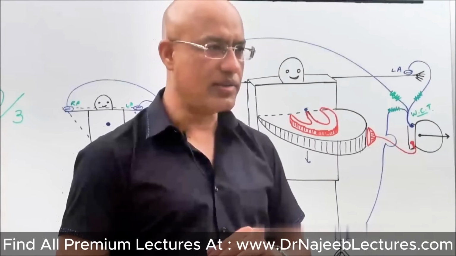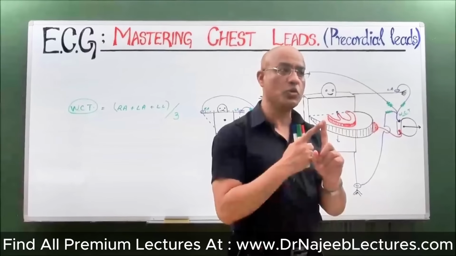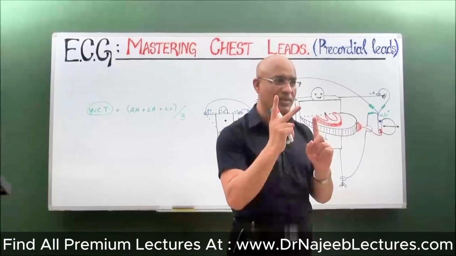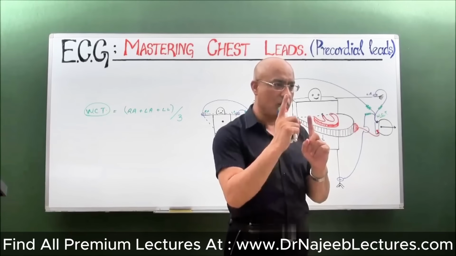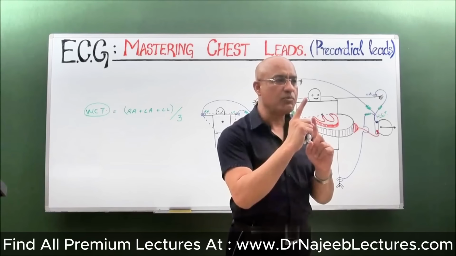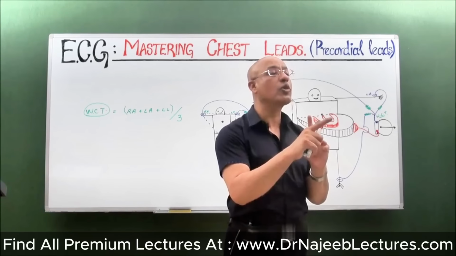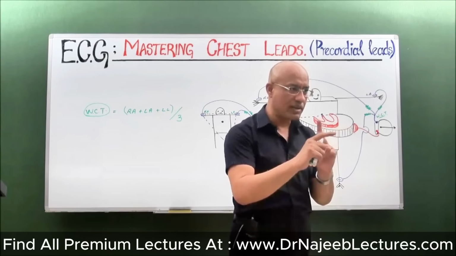What are chest leads? Number one, chest leads are unipolar leads. And you know unipolar leads have two poles. They are not perfectly unipolar. Unipolar leads also have two poles: one positive pole, which is the exploring electrode, and one negative pole, which is also called the indifferent pole or indifferent electrode. So what are chest leads?